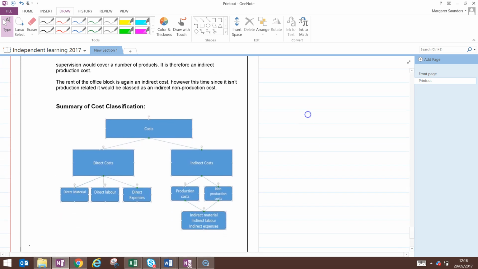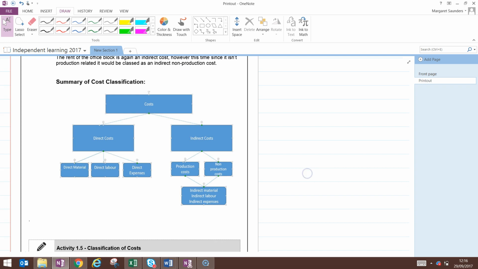So we have a summary. Costs, they could be direct, in which case they will be either a direct material, a direct labour, or a direct expense. Or they could be indirect. And if they're indirect, we could choose to classify them as a production cost or a non-production cost. And within that, we could choose to say whether they are an indirect material, an indirect labour, or an indirect expense.